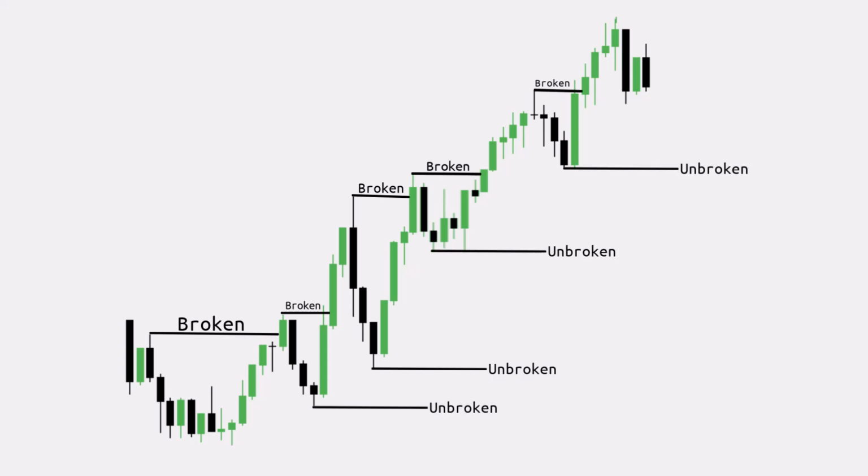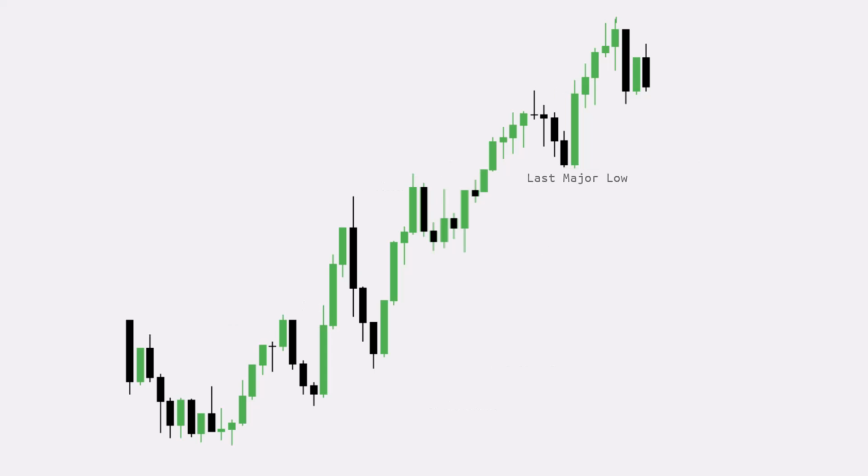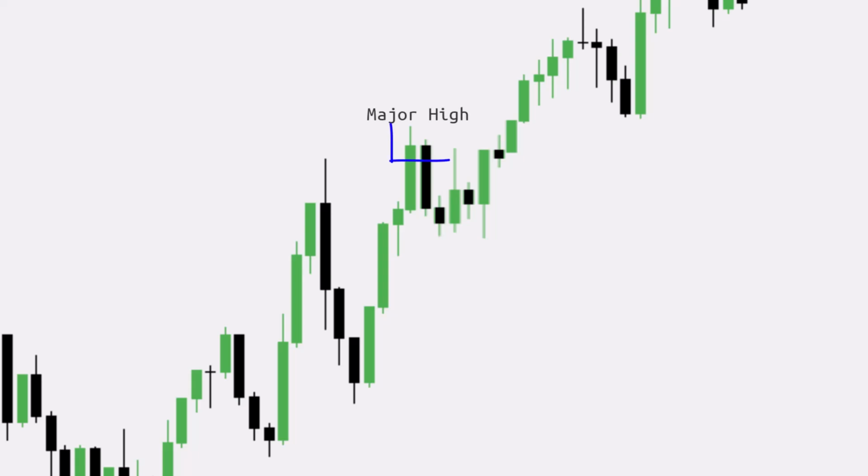An uptrend ends when the price breaks and closes below the last major low to the downside. To maintain the uptrend, observe that price does not break this major low. Also, take note that whenever the price breaks a major high to the upside, it creates a break of structure, BOS, and establishes a demand zone associated with the BOS wave. This demand zone often becomes a key area of interest for future price action.